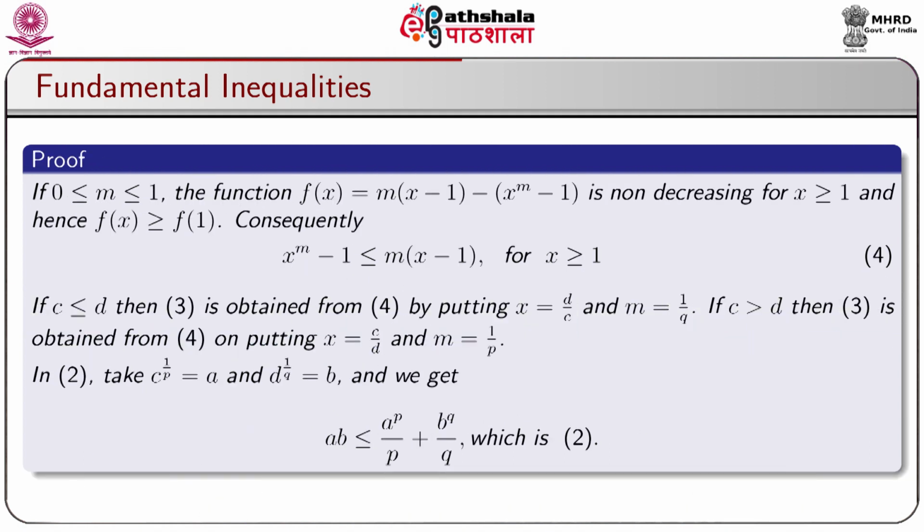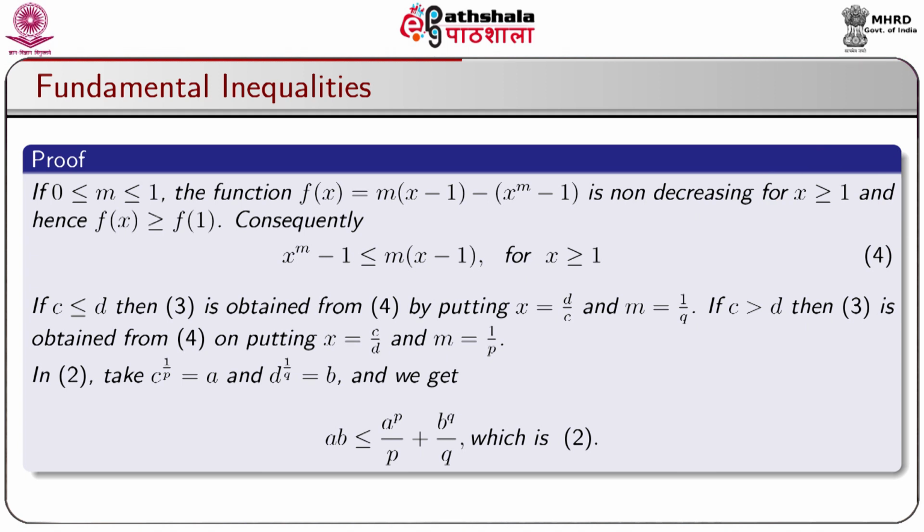Proof: if 0 is less than or equal to m is less than or equal to 1, the function f(x) = m(x - 1) - x^m + 1 is non-decreasing for x greater than or equal to 1, and hence f(x) is greater than or equal to f(1). Consequently, x^m - 1 is less than or equal to m(x - 1) for x greater than or equal to 1.